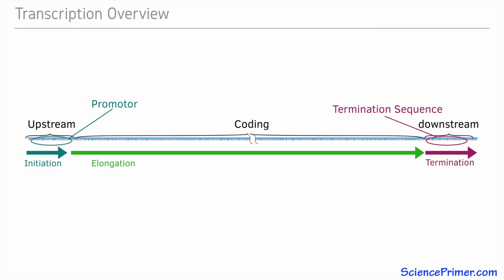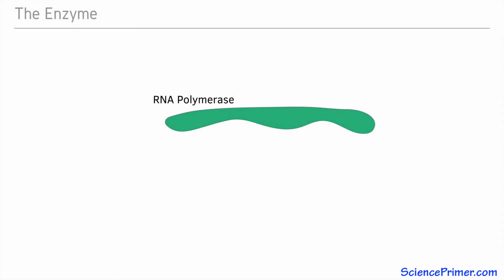In prokaryotes, the enzyme responsible for RNA synthesis is RNA polymerase. This is referred to as the core enzyme. The core enzyme is fully capable of synthesizing RNA from a DNA template once it is bound to a DNA strand, but it does not readily bind to DNA without the help of other factors.